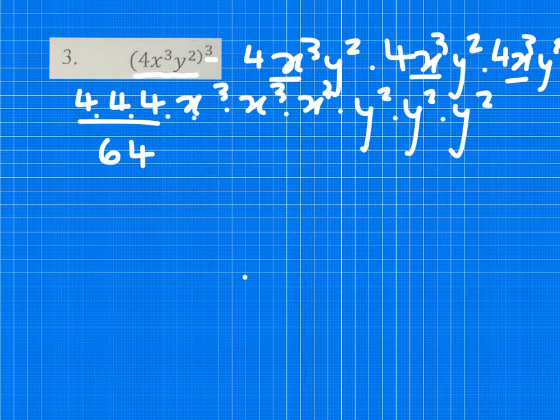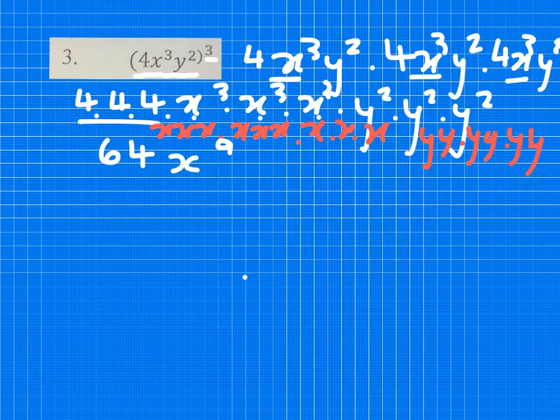x cubed 3 times. If you're not sure about that, you're going to do x 3 times, and times itself by itself 3 times, and 3 times again, which is going to give you x to the power of 9. And similarly, y to the power of 2 times y to the power of 2 times y to the power of 2 will give you y to the power of 6.